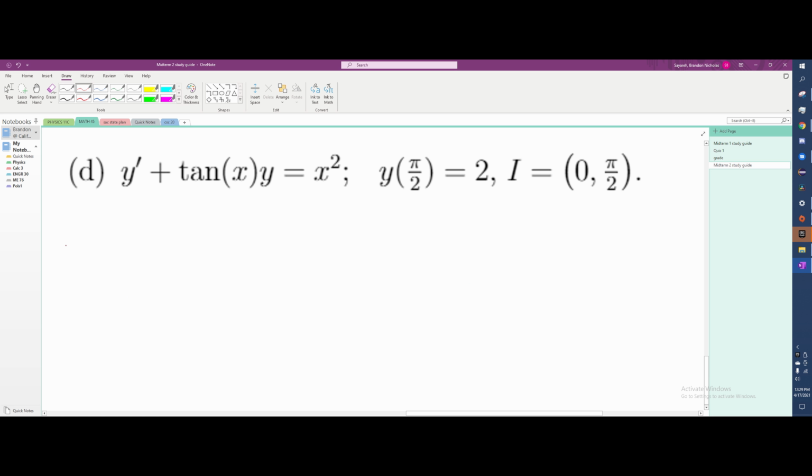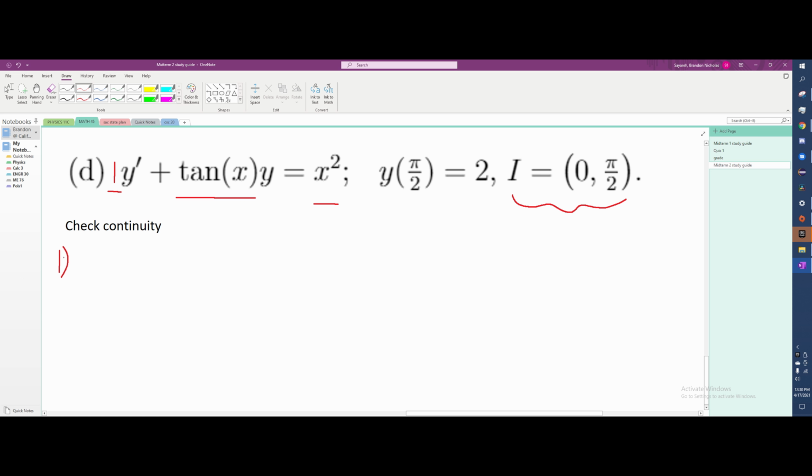For D, we're going to do the same steps. Check if it is continuous on the interval. Make sure that our first value does not equal 0 on the interval. And step 3 is to ensure that our given values are included in the interval. Step 1 is to check continuity. In front of our y prime is a 1. In front of our y is a tangent of x. And to our right, we have an x squared. This has to all exist on the interval 0 to pi over 2.